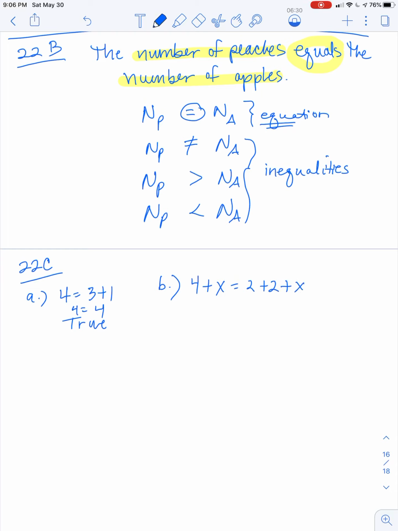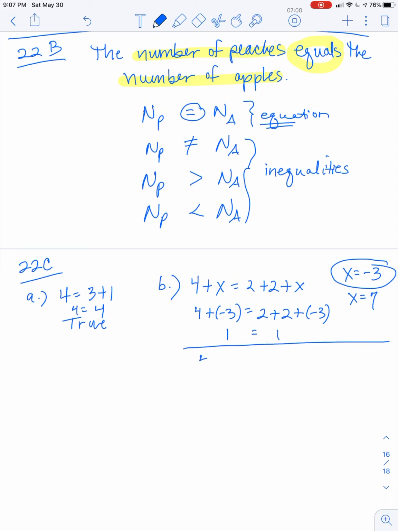And I say, let's test a couple of values for x to see if this can make a true statement here. So we're going to put in a -3, and then we're going to test it again with a +7. So let's put that -3 in there. So if I had 4 plus a -3 equals 2 plus 2 plus a -3, you can probably see where this is going. I would have 1 here, and I would have 1 here. So actually, that is true.